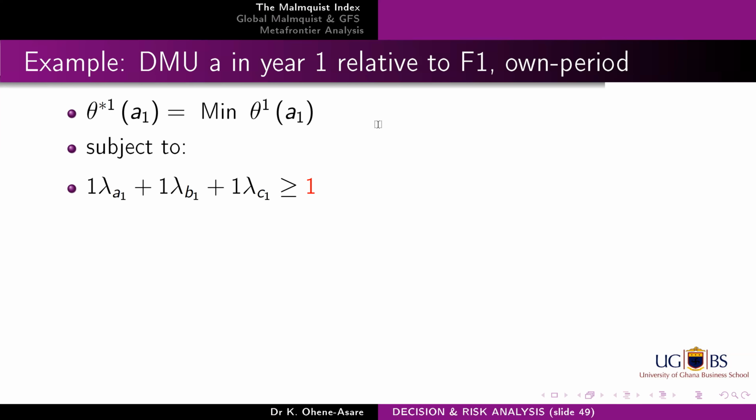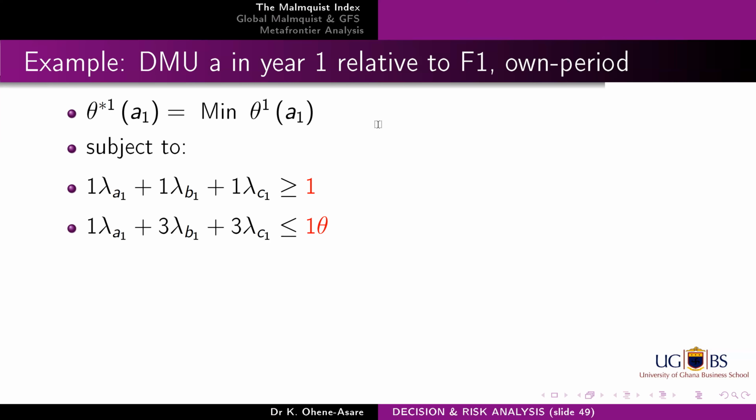Then for the second input, it will be... Is it less than or equal to 1, or you have to multiply it by something? It's less than or equal to 1. What about then multiplied by the theta? Yes, because it's input oriented. Of course, that's why I stopped. Yes, all right. Yes, please.